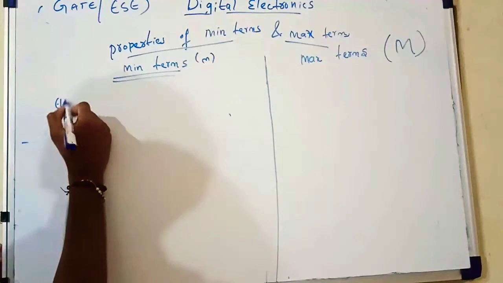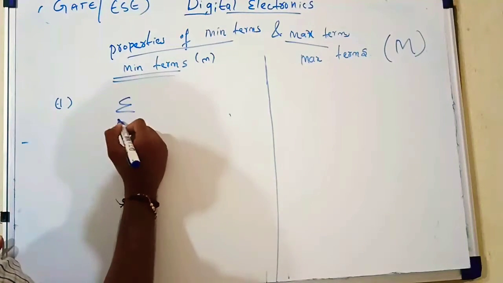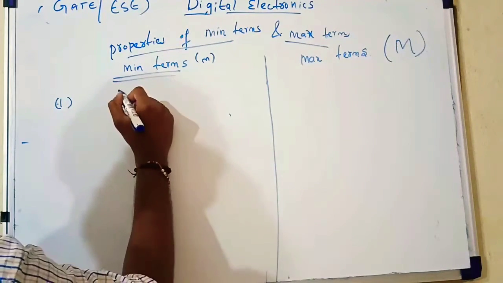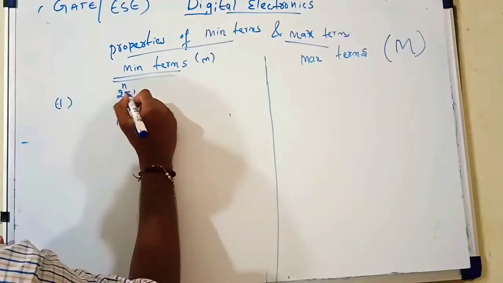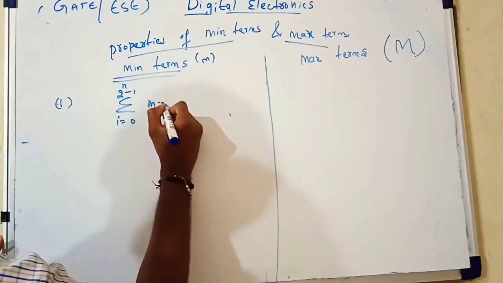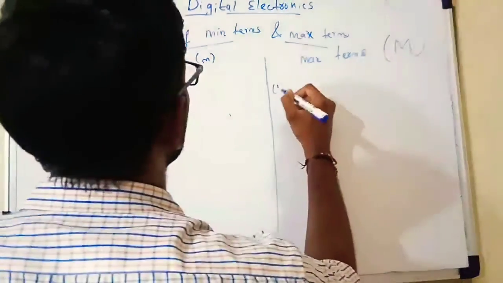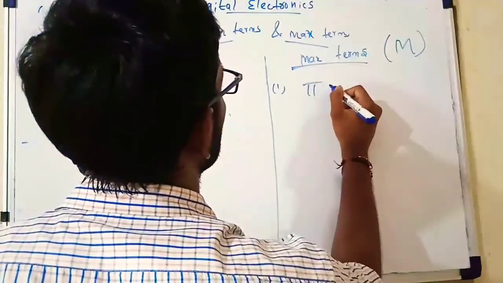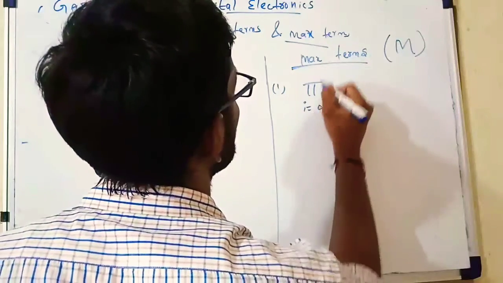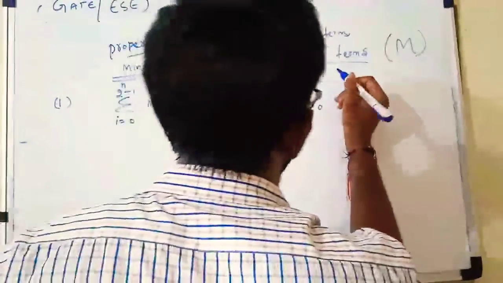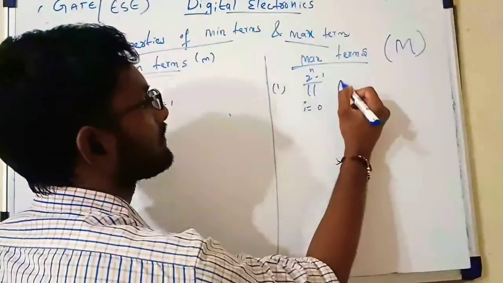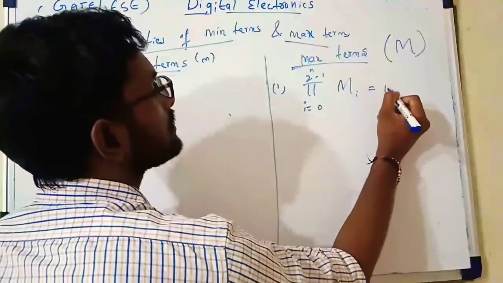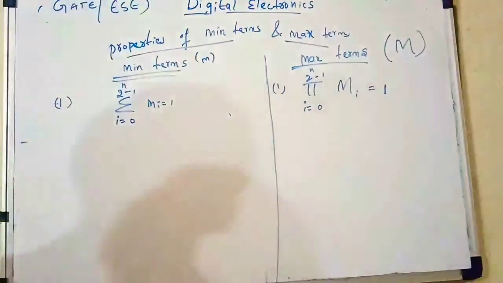Here we have seen up to now one property, which is the sum of I equal to 0 to total 4 n minus 1 terms of mi equal to 1, and here this is the product, the product of I equal to 0 to total, there will be maximum 2 power n minus 1 terms of Mi equal to 1.